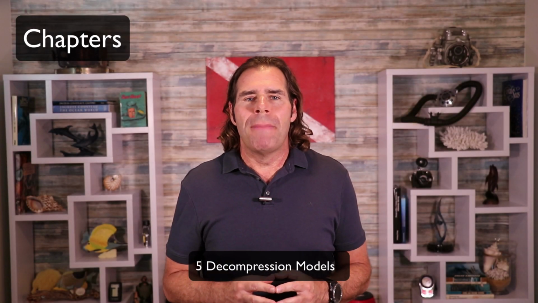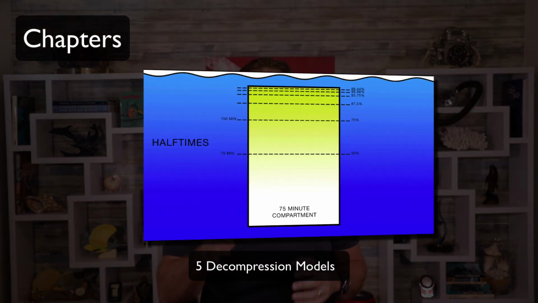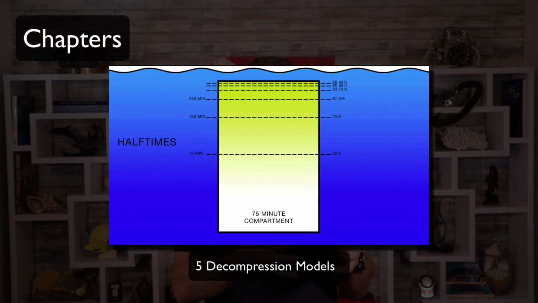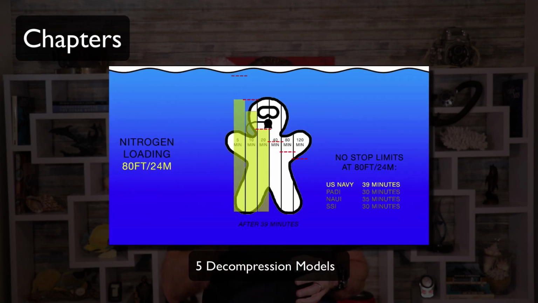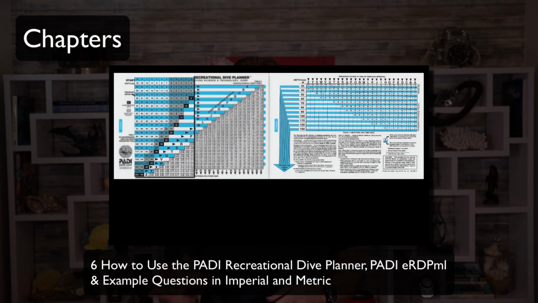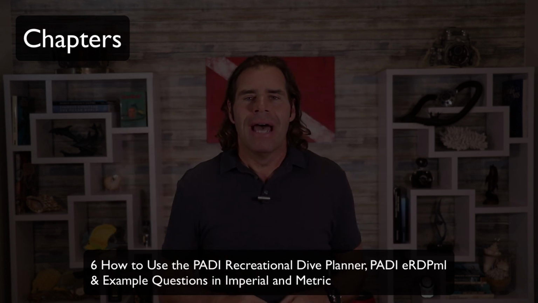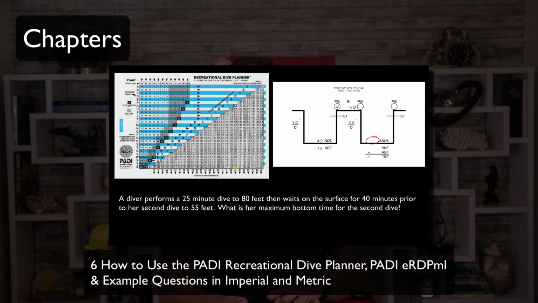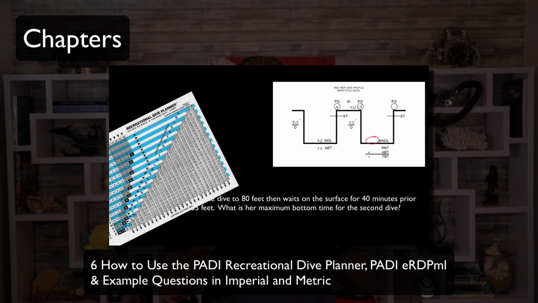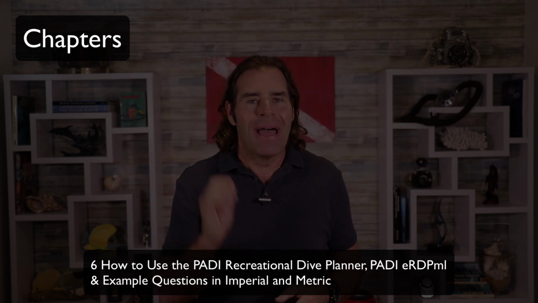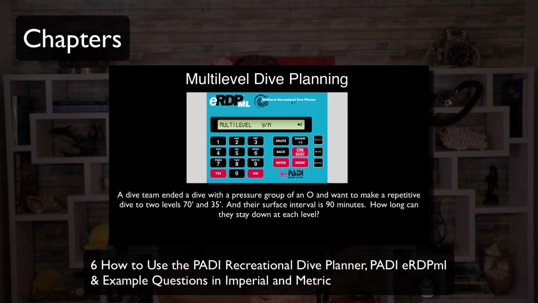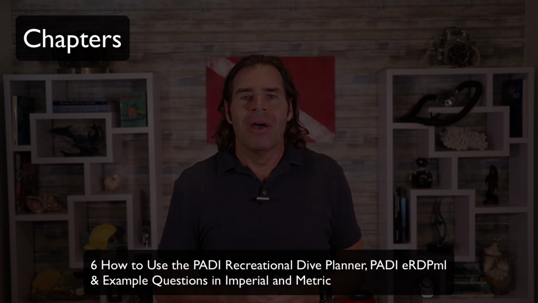Chapter 5 teaches you about decompression models. That is, how dive tables and dive computers are designed to be successful, as well as an introduction to using dive tables. Your final chapters are on the specific use of the PADI Recreational Dive Planner. You will learn the table terms, rules, and methods. I will teach you tips and techniques that will help you easily and accurately plan and execute your dives, as well as pass your exams using your dive tables. And for your convenience, we use imperial and metric measurements.